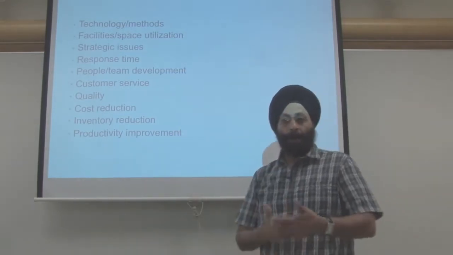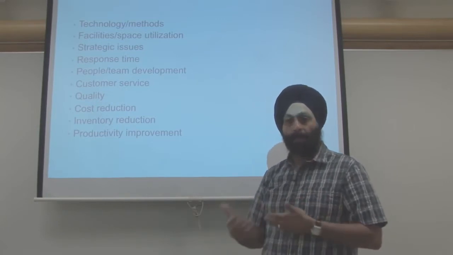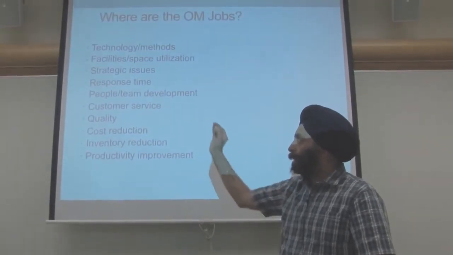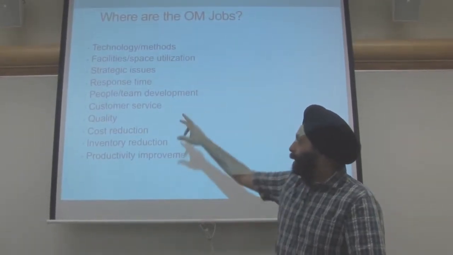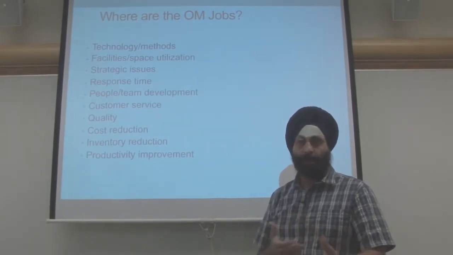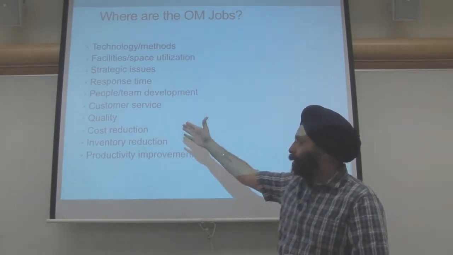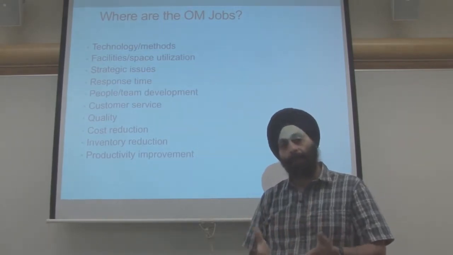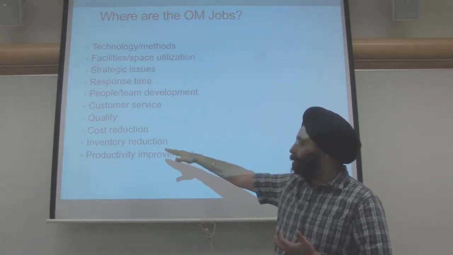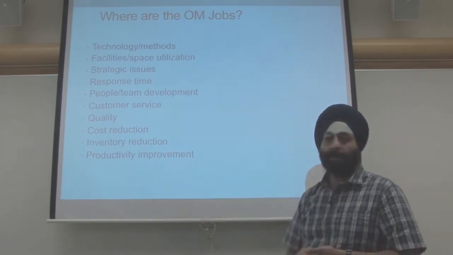Response time, how the companies can improve the time to market. Those are other factors that are integral, and we address those in the supply chain area. Then people, team development, which is typically addressed in the quality management aspect, which we'll talk about in chapter 2. We'll also look into customer service, which is operations management for the services area, as well as quality and cost reduction. Other jobs are in inventory reduction, as I mentioned earlier, as well as productivity improvement.